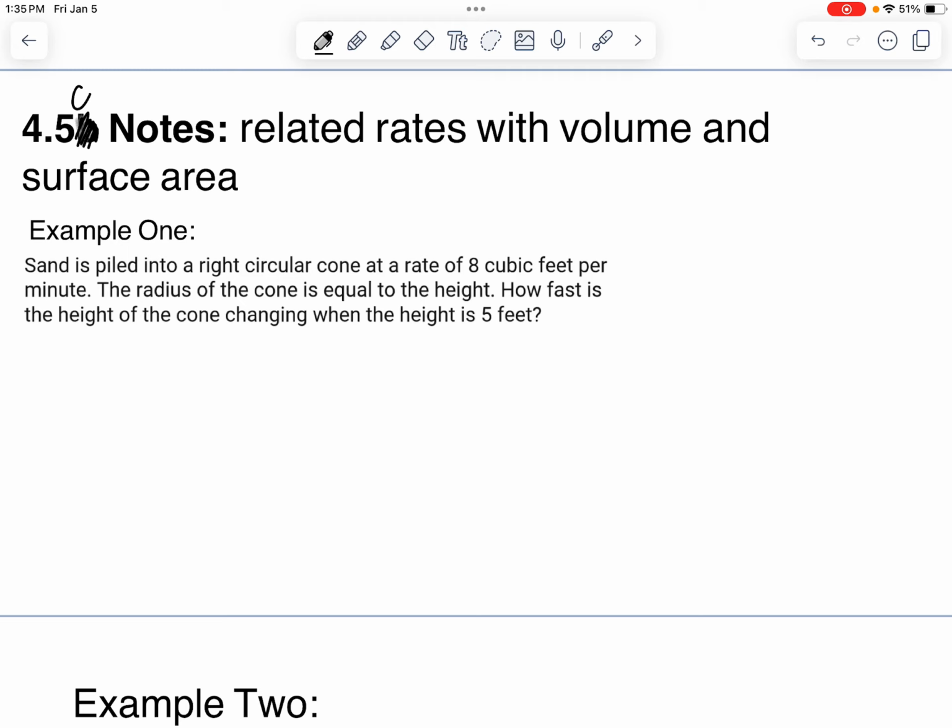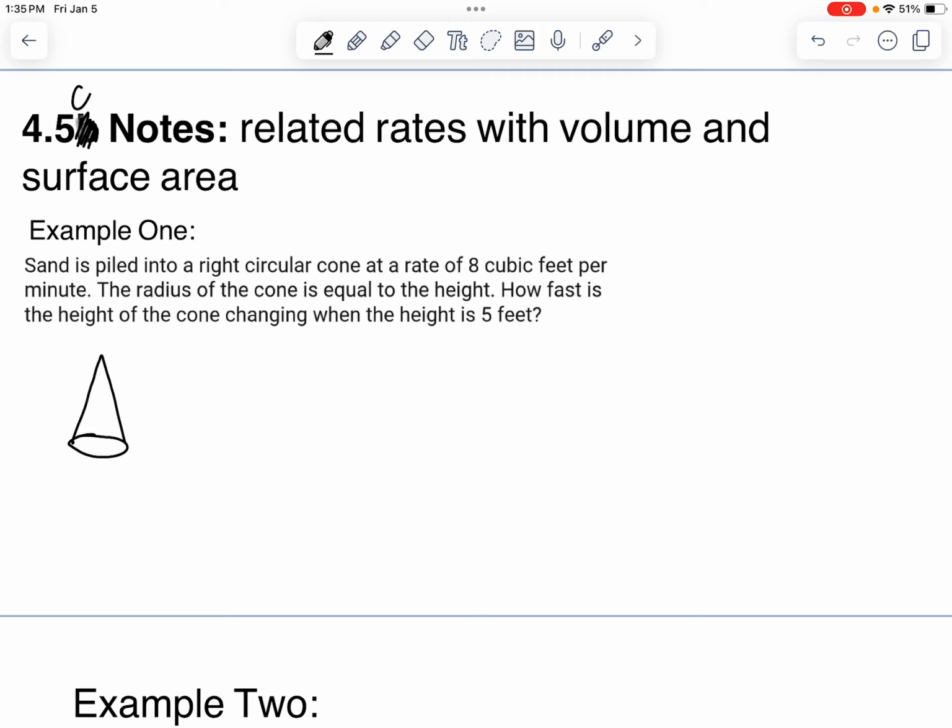So I'm going to start by drawing a picture. It says we have a right circular cone. So I guess the sand is being piled, and as it's being piled, it's making a cone. So that's kind of what I'm picturing. The cone's getting bigger and bigger. I'm just going to go ahead and draw a cone to help myself. So this is our cone, and sand is being piled into this cone.